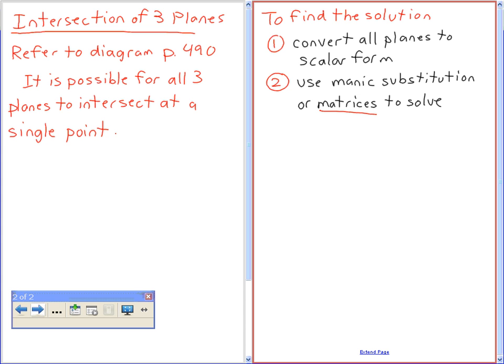I just confused you now. Here we go. So here's what a matrix is.